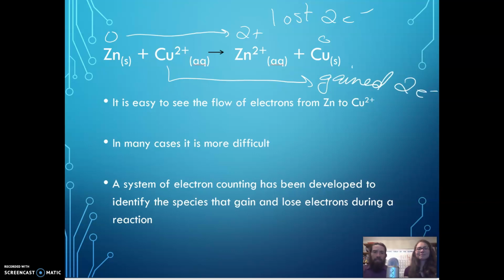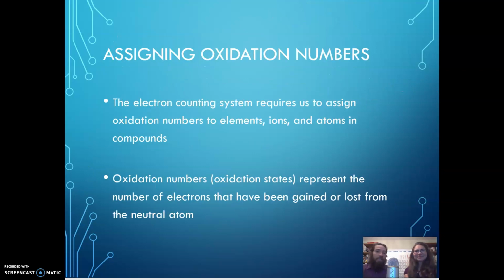Unfortunately, many of the reactions that we'll be looking at are not that easy to see who gained and lost electrons. So there has been a system put in place to help us with this. Yeah, so we assign oxidation numbers to each atom in a compound or the element. That would be 0, but we assign oxidation numbers to each type of atom and we compare them from the reactant side to the product side and see if it's the same. If it's the same, it did not lose or gain electrons. If it's different, then it did.